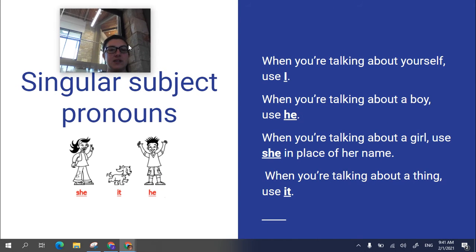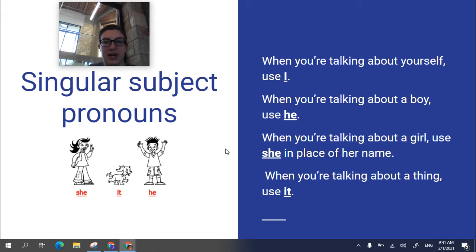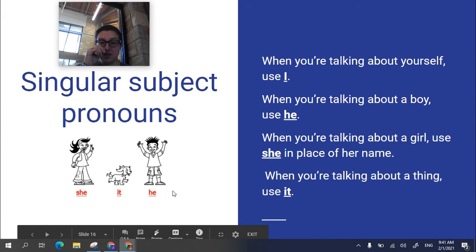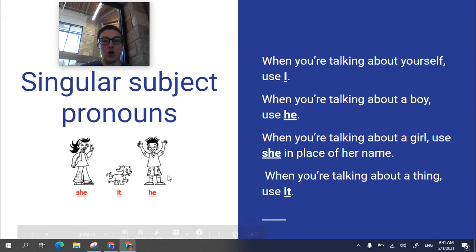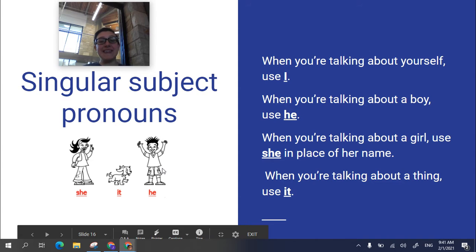So once again, singular subject pronouns. When you're talking about yourself, use I. So for example, I eat chips. When you're talking about a boy, use he. So let's say that this little boy's name is Omar. So we would say, Omar is standing up. He has his arms in the air.